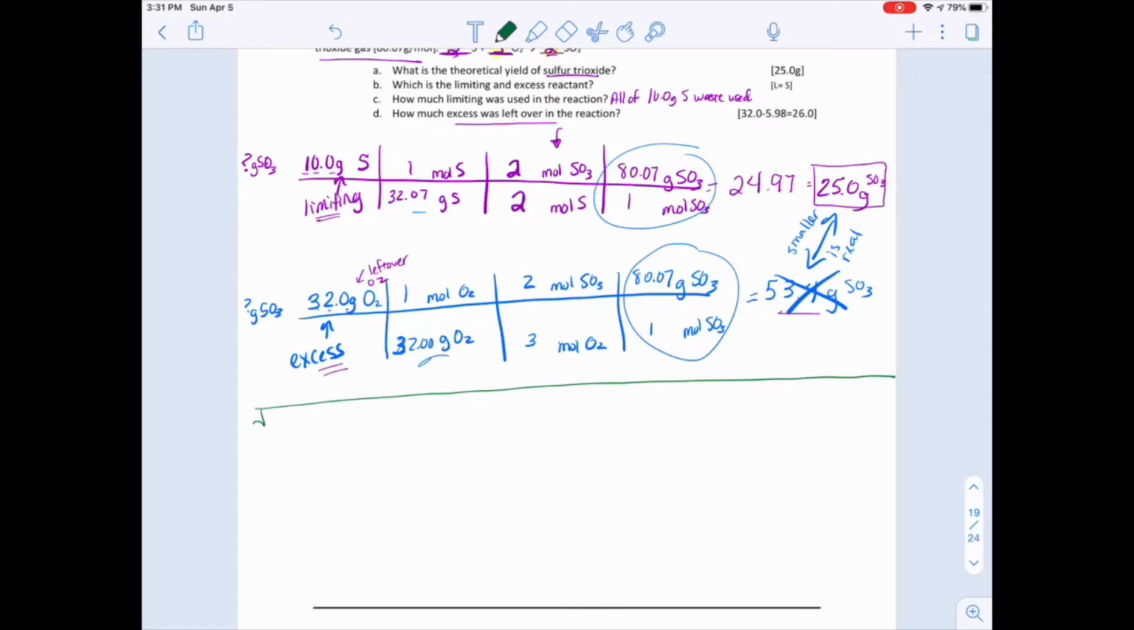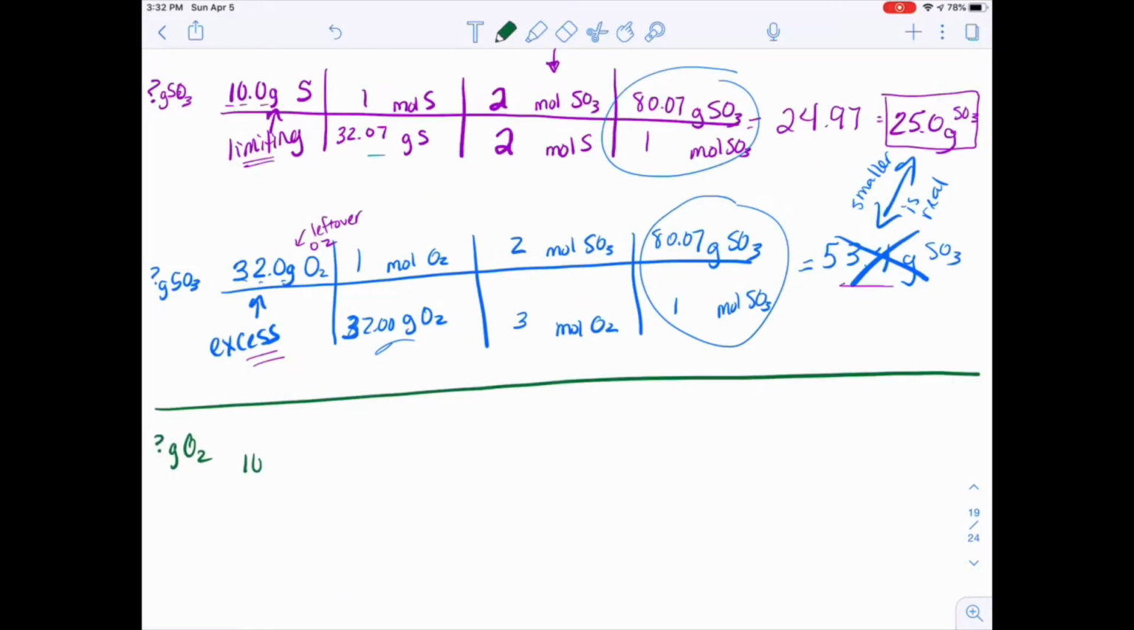That's the first part, and this is for part D. This is for parts A through C. We're going to figure out on this problem how many grams of oxygen were used. This time, we know that we used 10.0 grams of sulfur. We want to know how much oxygen that sulfur used up.